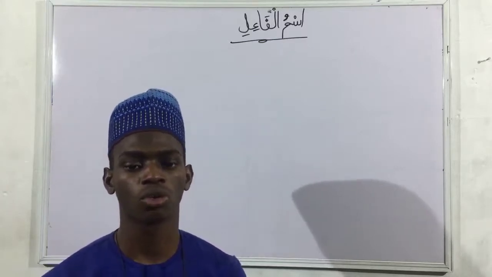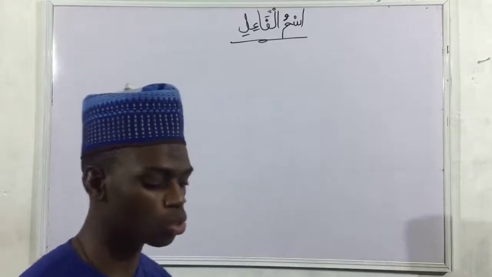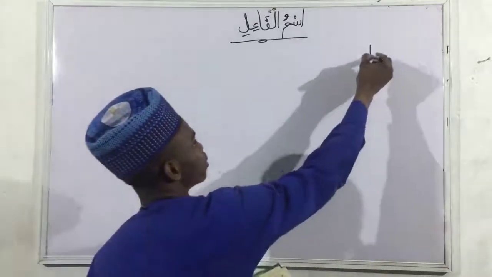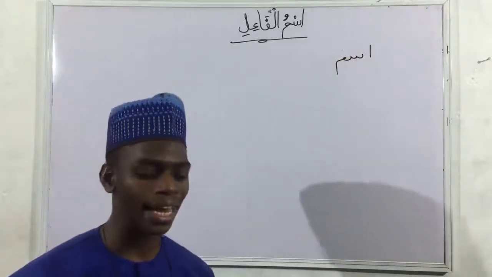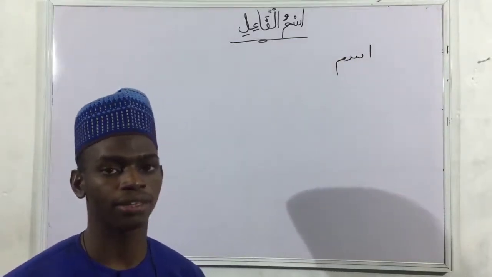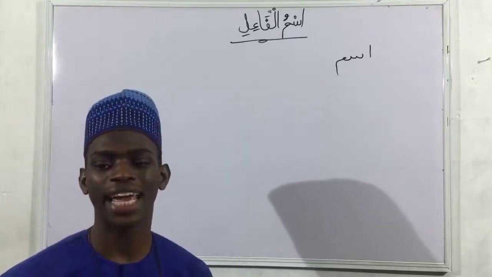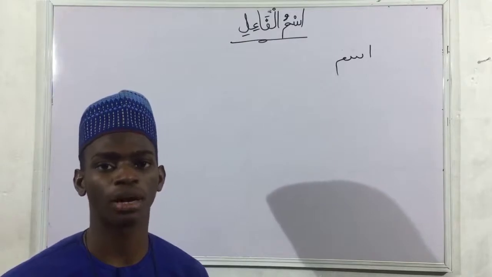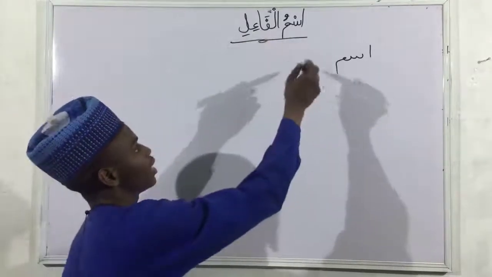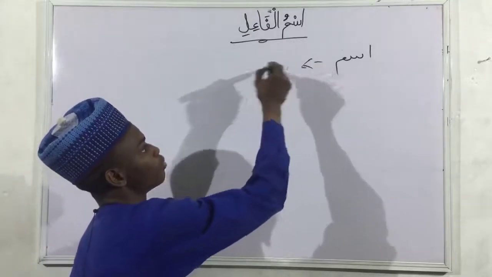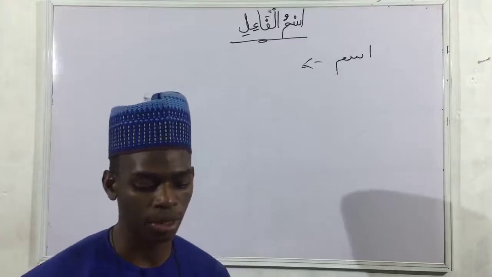اسم الفاعل. So what is اسم الفاعل? We are told that اسم الفاعل اسم مصوغ. It's an ism, that is the first thing we have to know. It is an ism مصوغ للدلالة على ما فعل الفعل, meaning it indicates the person or the entity that performs the verb. So we have a verb, and the function of the ism الفاعل is to show us who performed that verb, which entity performed that verb.